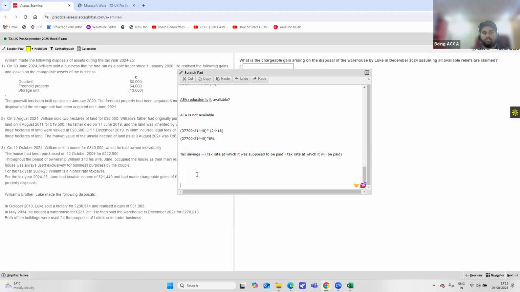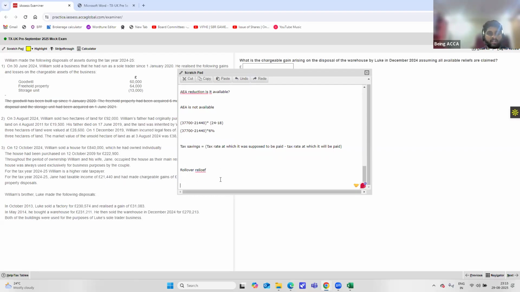Rollover relief, yes. So your rollover relief is the correct part of it. In rollover relief, the calculation should be like what you have just mentioned, Avantika. Yes. So the rollover relief, because of that, what will happen now?